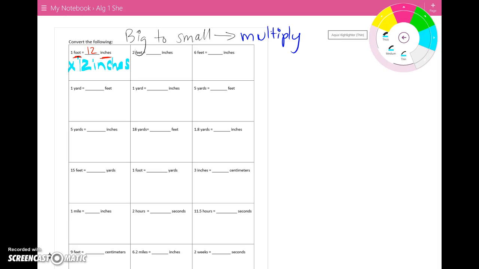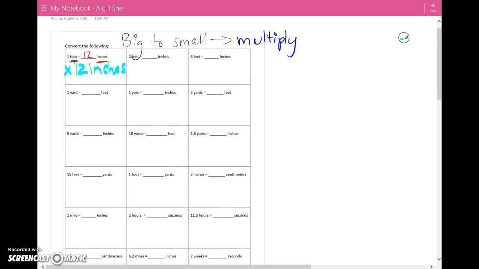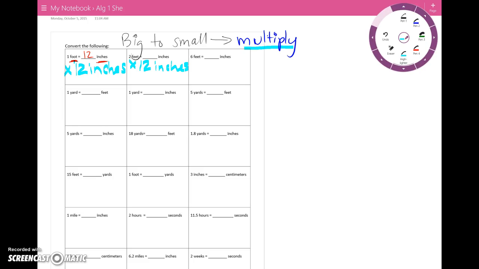So I know that I'm converting from feet to inches, so I'm going from big to small, so that means I'm going to multiply. So it's going to be 2 feet times, again, 12 inches. Okay, and then 2 feet times 12 is 24.